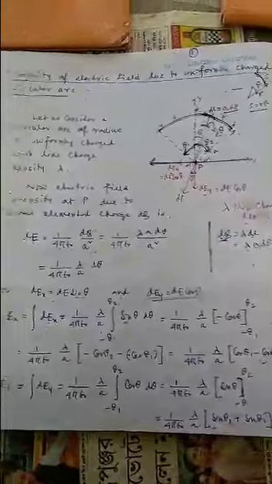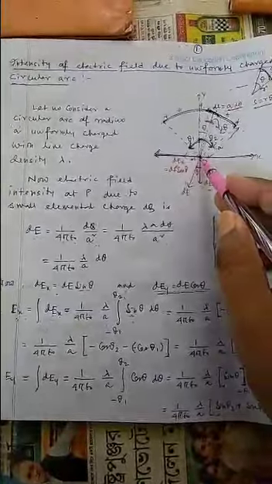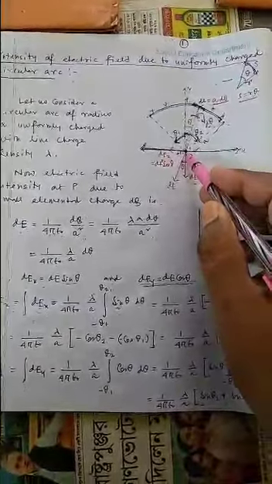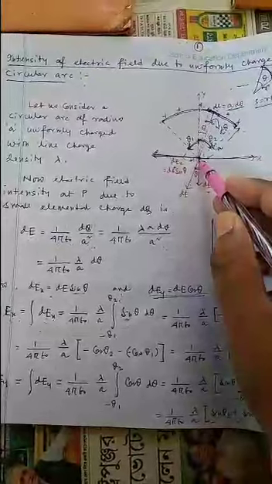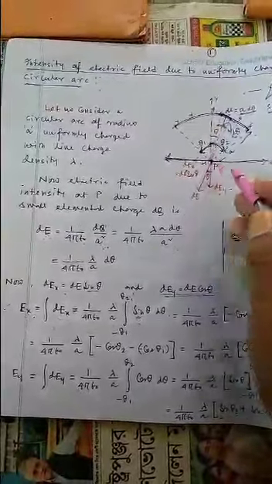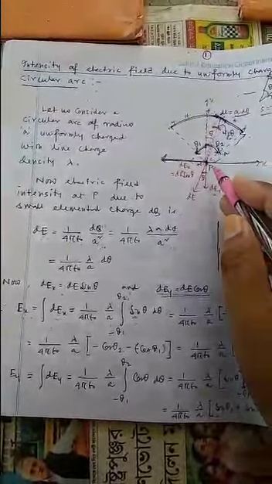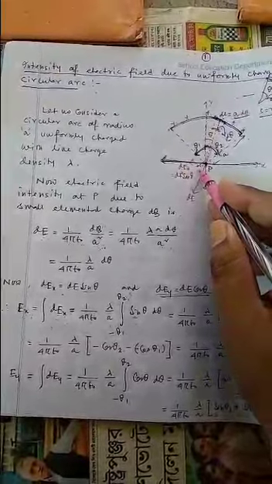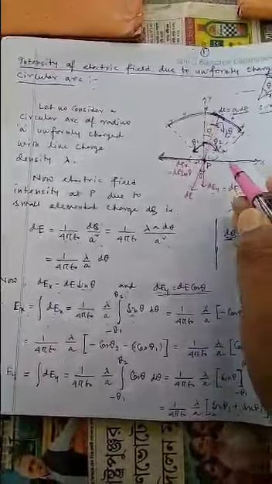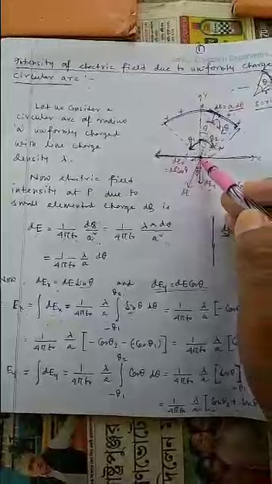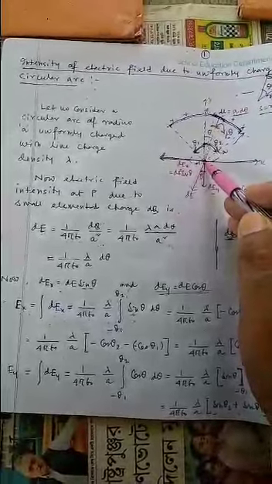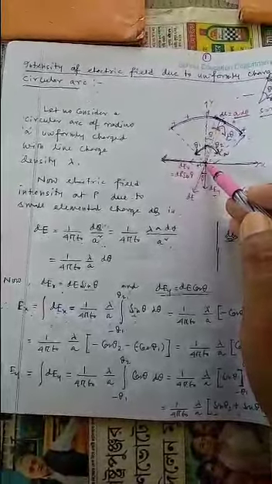So, as we know, at the point where we want to find the intensity of electric field, we have to imagine a unit positive charge. So here I consider a unit positive charge, and the force experienced by the unit positive charge is the intensity of electric field at this point. Clear?